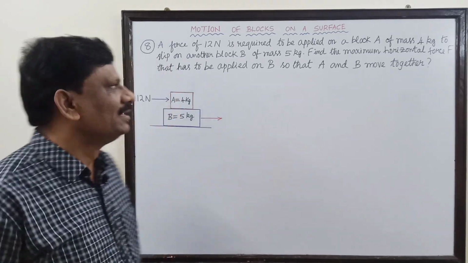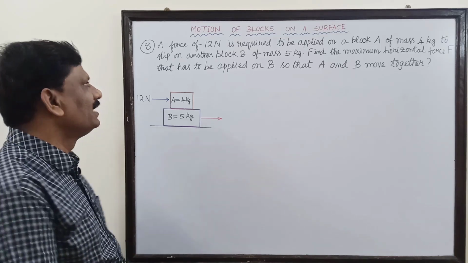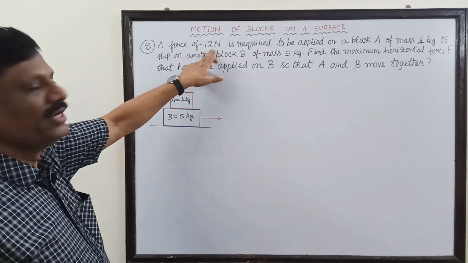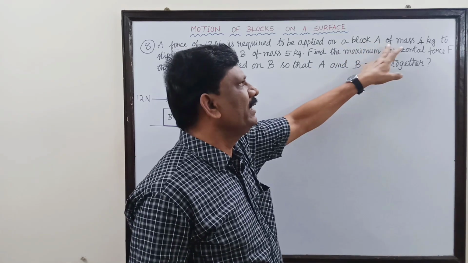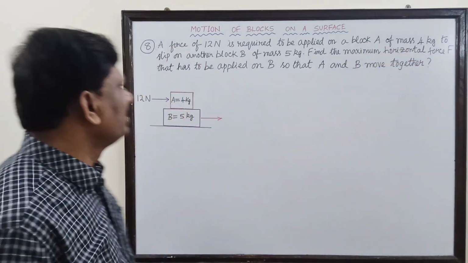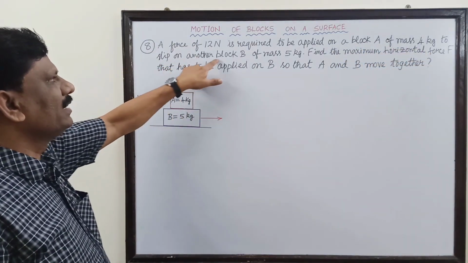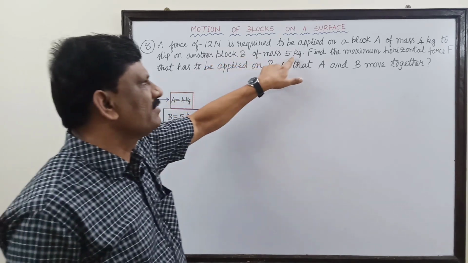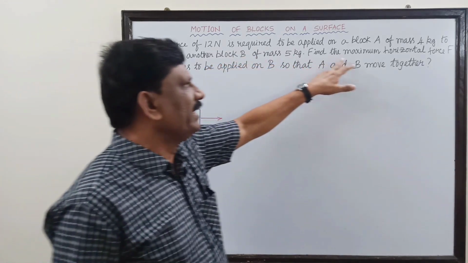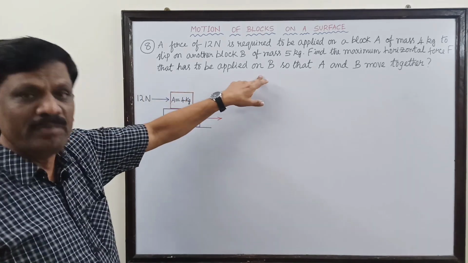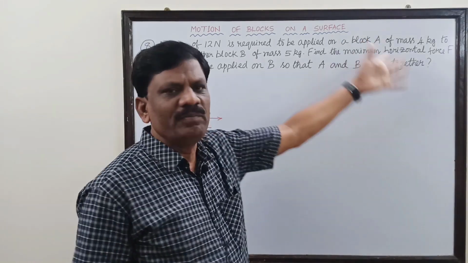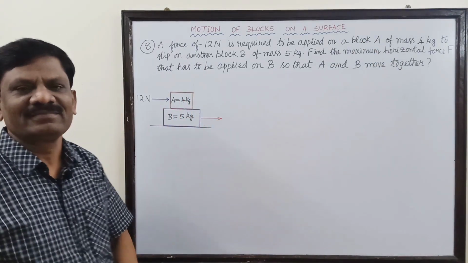Hi students, problem number 8. A force of 12 Newton is required to be applied on a block A of mass 4 kg to slip on another block B of mass 5 kg. Find the maximum horizontal force F that has to be applied on B so that A and B move together.